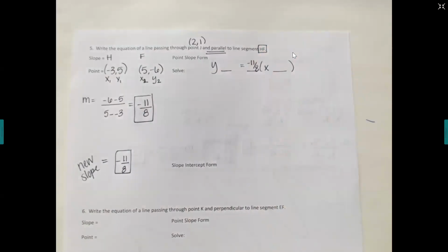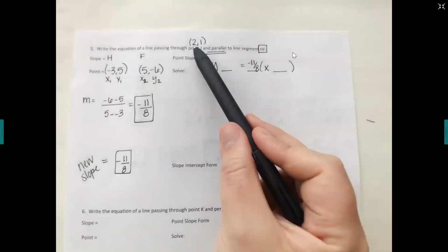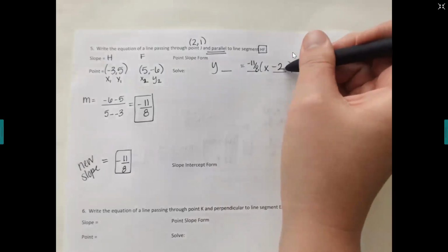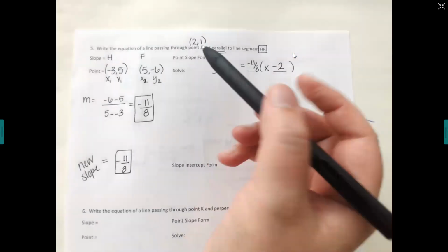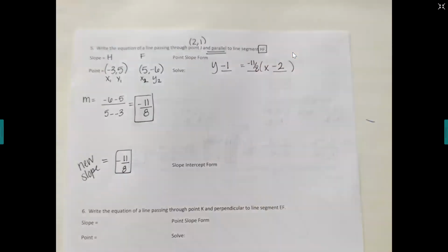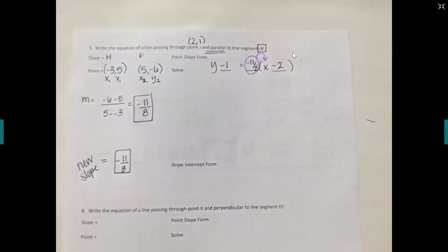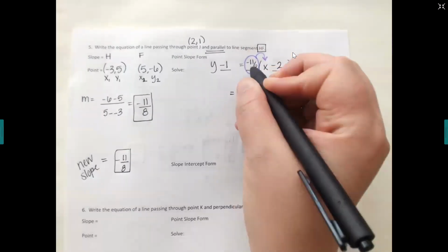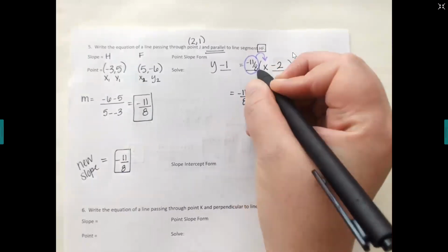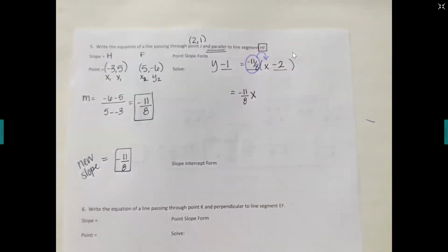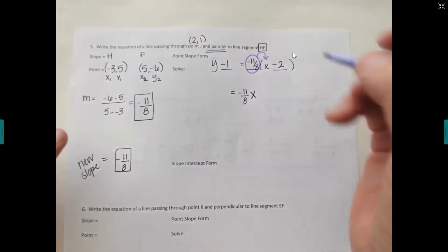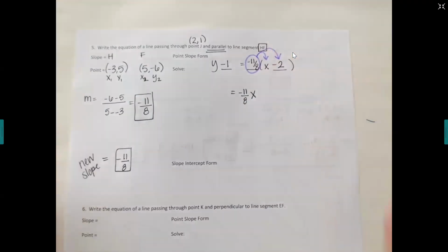And then my point is gonna go in the X and the Y spot, but remember, you need to reverse the signs. So if this is a 2, I'm gonna plug in a -2. And if this is a 1, I'm gonna plug in a -1. Then from there, we're gonna distribute. Okay, these steps thankfully are always the same. So I'm gonna take my -11/8 and times it by X. -11/8 times X is -11/8X. And then I wanna take that same fraction and times it by -2.